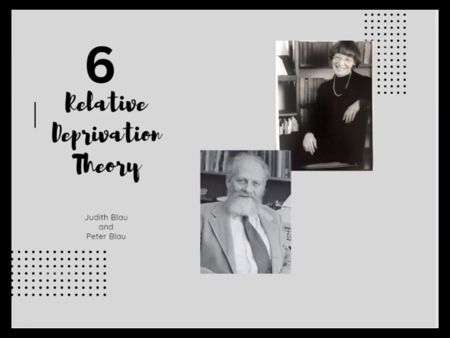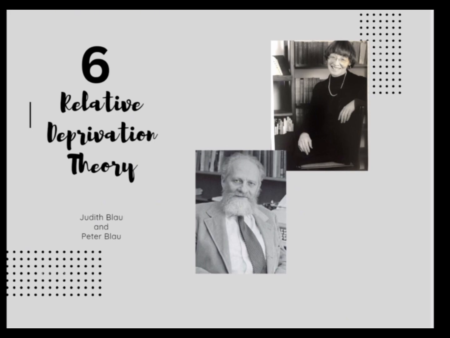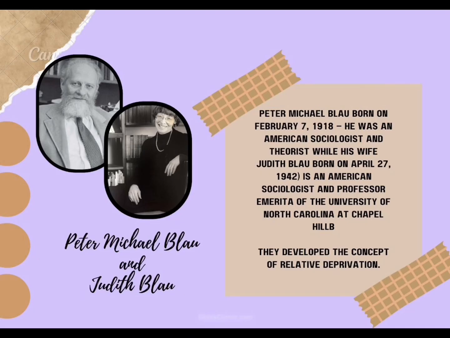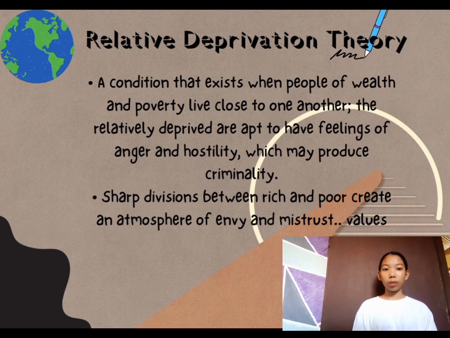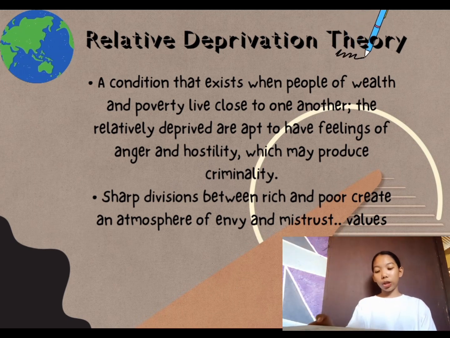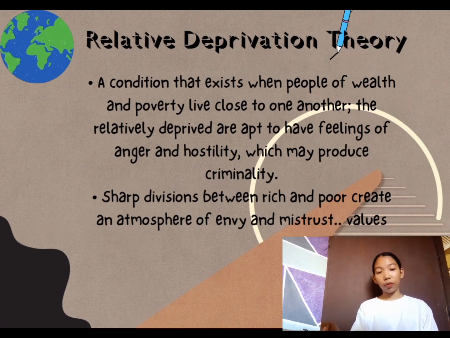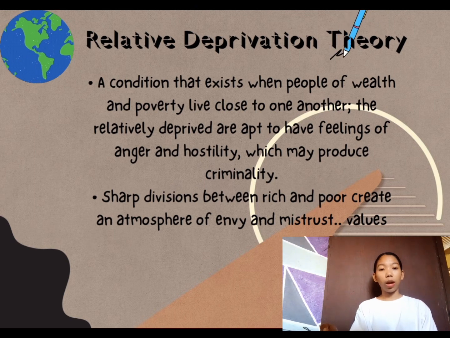Number 6, Relative Deprivation Theory of Judith Blau and Peter Blau. Peter Michael Blau, born on February 7, 1918. He was an American sociologist and theorist, while his wife, Judith Blau, born on April 27, 1942. She was an American sociologist and professor emerita of the University of North Carolina at Chapel Hill. They developed the concept of relative deprivation. Relative Deprivation Theory. This theory was proposed by Judith Blau and Peter Blau. A condition that exists when people of wealth and poverty live close to one another. The relatively deprived are apt to have feelings of anger and hostility, which may produce criminality.